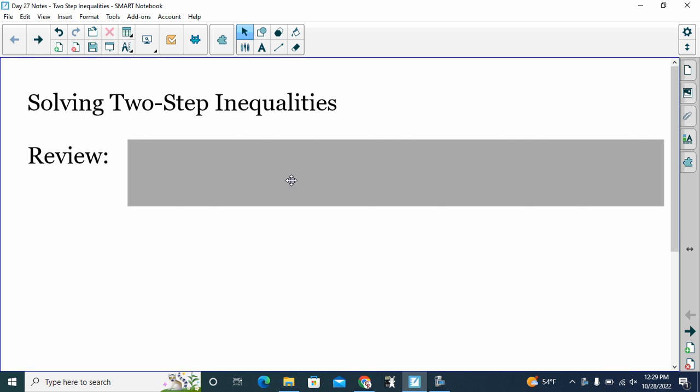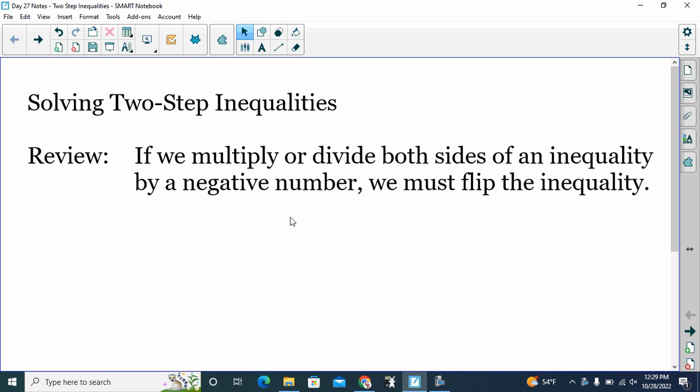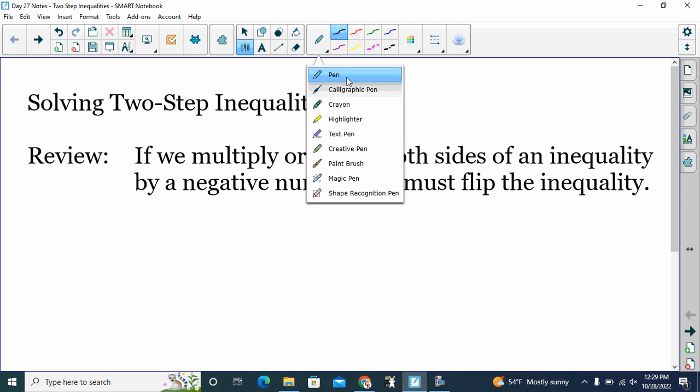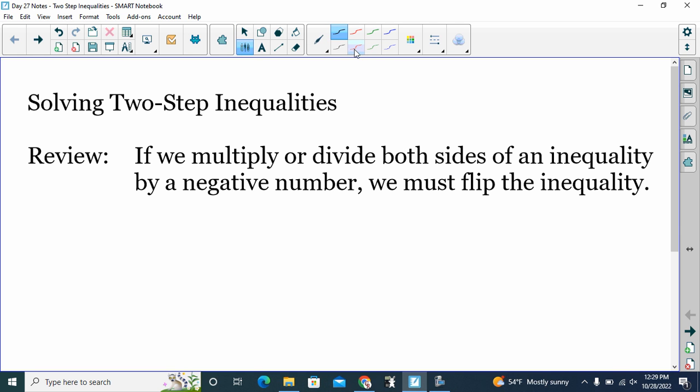It is that important. But the one additional step that we need to know if we are solving inequalities is that if we multiply or divide both sides of an inequality by a negative number, we must flip the inequality. So again, if we multiply or divide both sides by a negative number, we must flip an inequality.